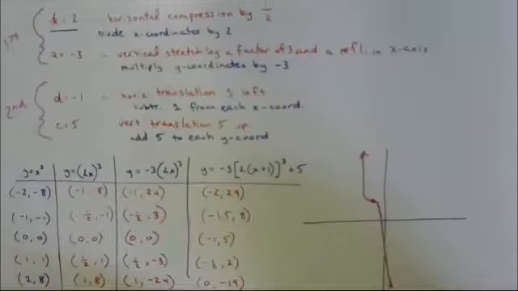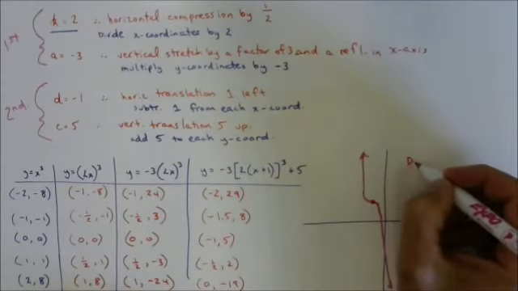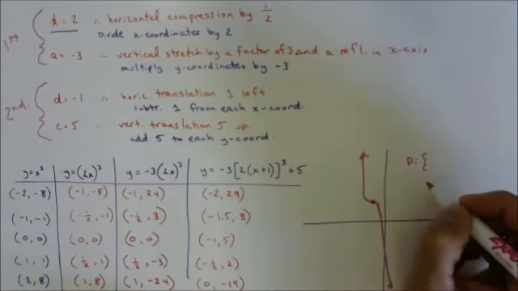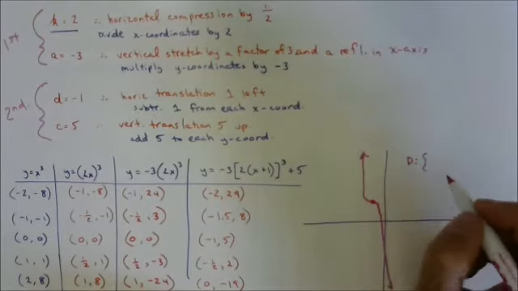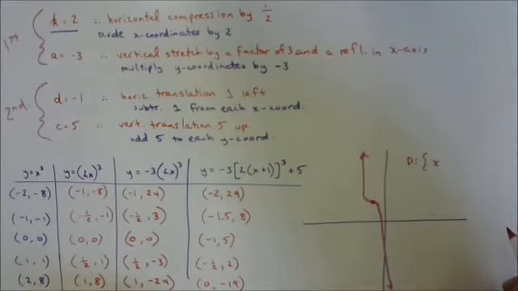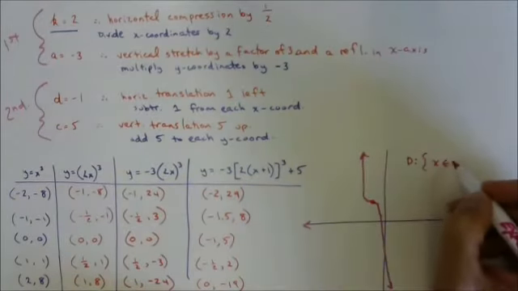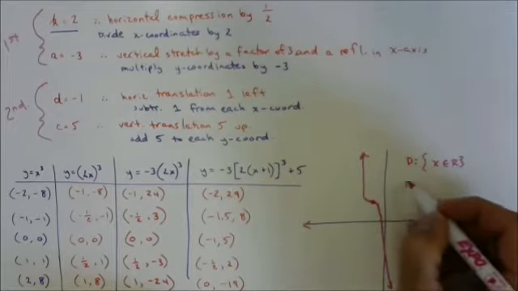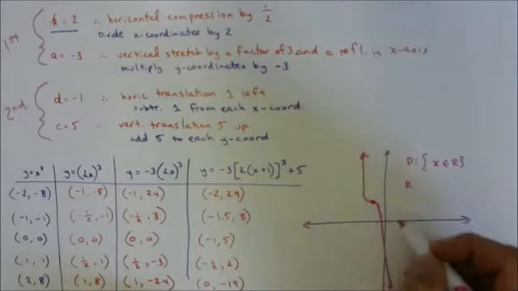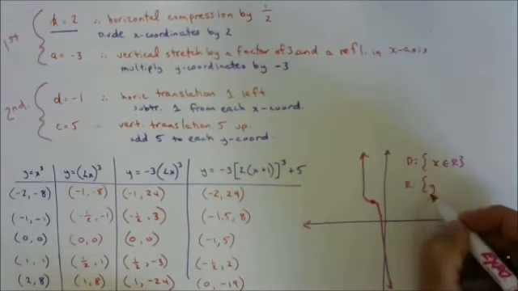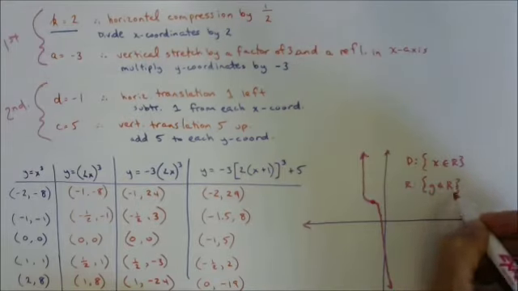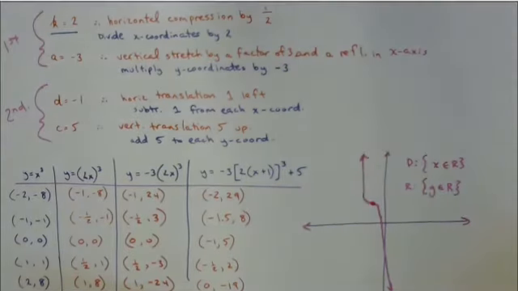Okay, quickly, domain and range. Any restrictions to the domain? Anything I can't put in as a value of x? No, it's just x belongs to the set of real numbers, y belongs to the set of real numbers. Good. Range is the same, right? It goes all the way up, all the way down. No restrictions.